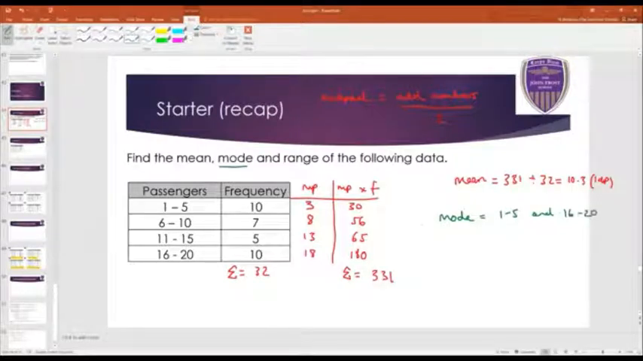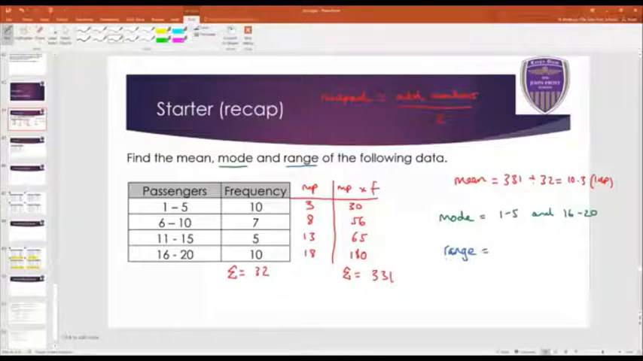They're the ones with the highest frequency. So that's how you would do that one. They're the modal groups. And I suppose if you wanted to say the mode was the midpoints as well, you could do it that way, no problem. And then for the range, we will use the midpoints, because we don't know what numbers to use here. Remember, range is the biggest take away the smallest.